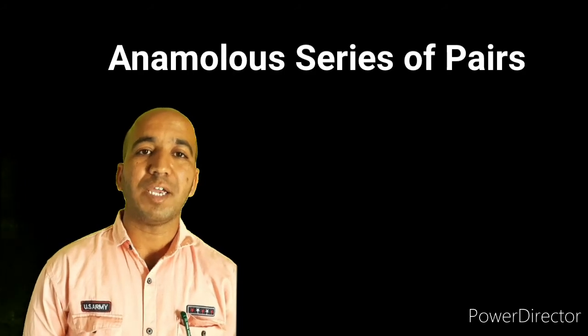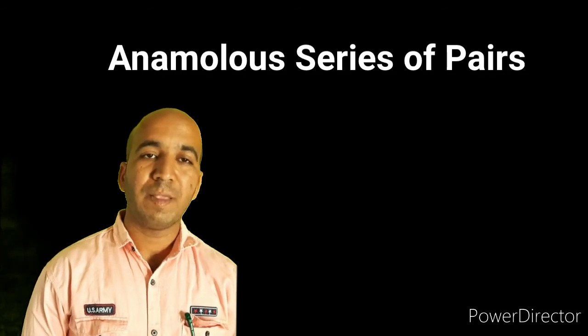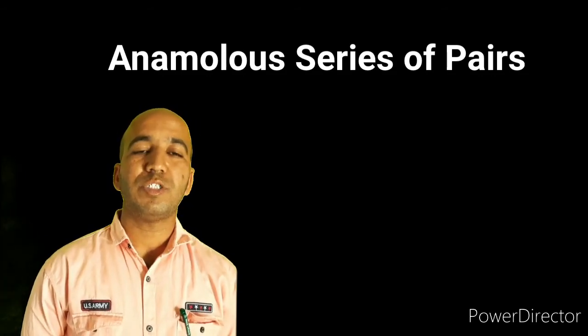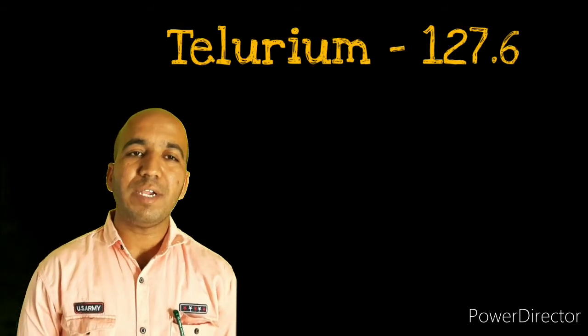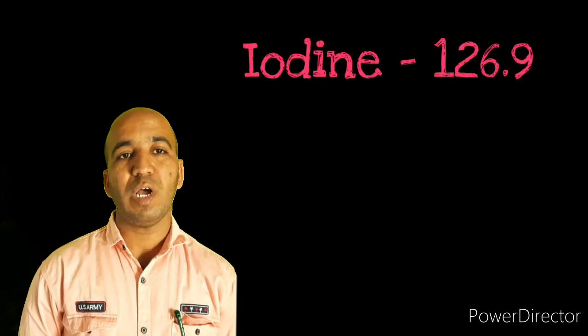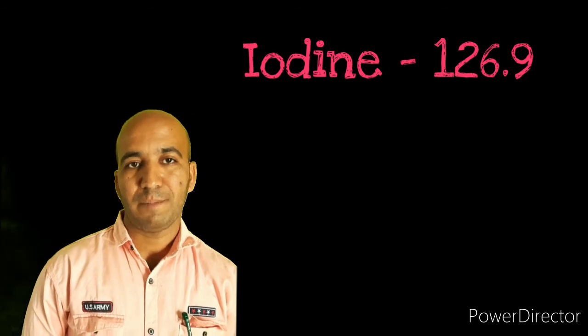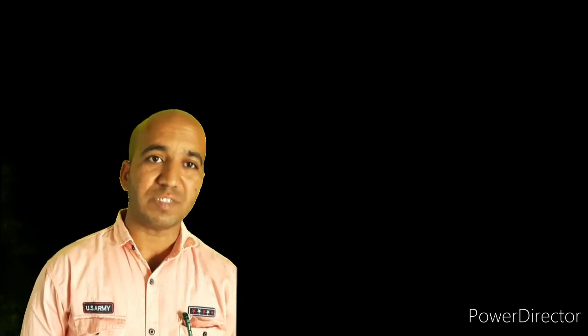But in the case of tellurium and iodine, there was a small mistake by Mendeleev. Actually, the atomic weight of tellurium is 127.6 and the atomic weight of iodine is 126.9. So actually in these two, iodine has a lower atomic mass. That's why iodine has to be placed first. But Mendeleev placed tellurium first and then iodine next.